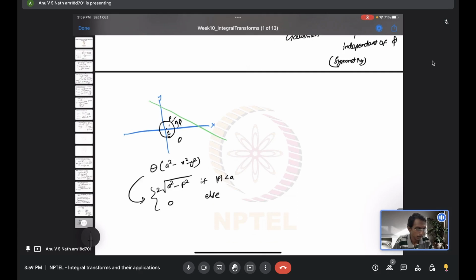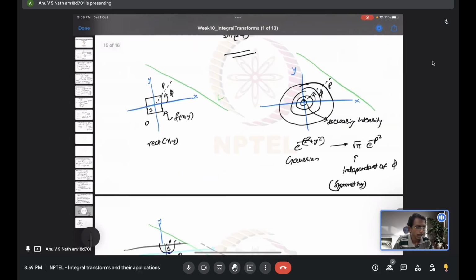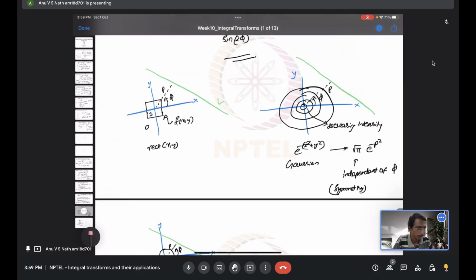So this is the Radon transform, which you can try yourself. I think this is the solution, which is also independent of phi, unlike the rectangular function, which has a Radon transform that is dependent on phi, because as you rotate with respect to the origin, you will see there is a dependence on phi in the distribution f of x comma y.